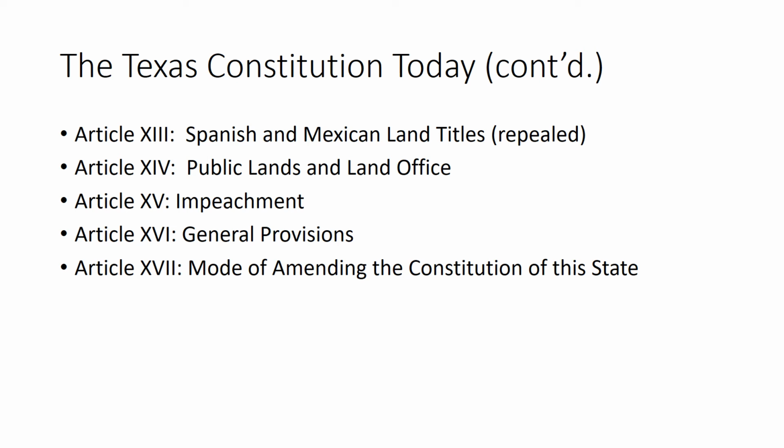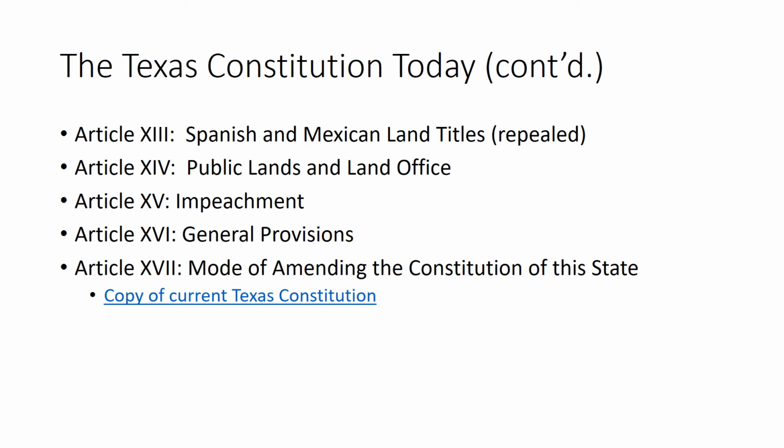Finally, what we have is Article 17, and Article 17 is the mode of amending the Constitution of Texas. I have included a link to a copy of the current Texas Constitution so that you can see not just all these articles, but all of the amendments that have been passed and/or presented for passing.